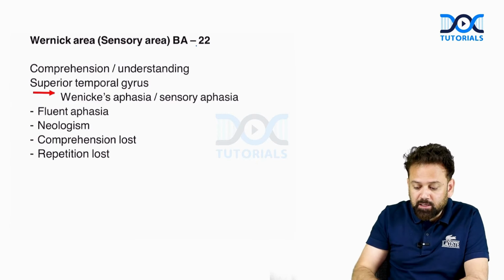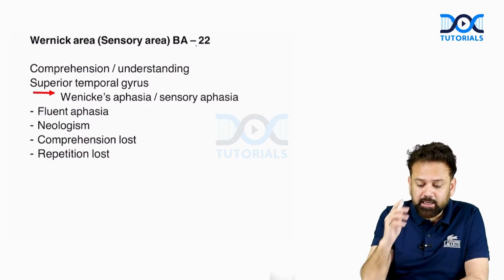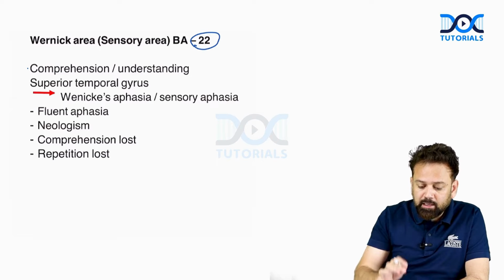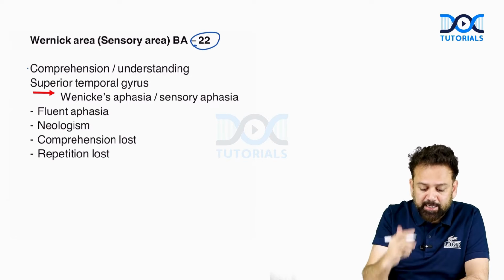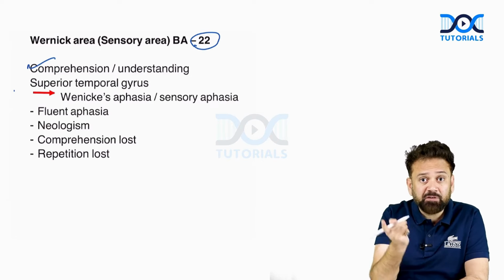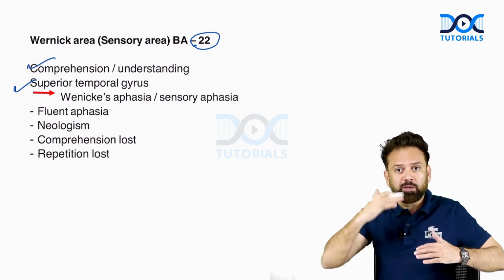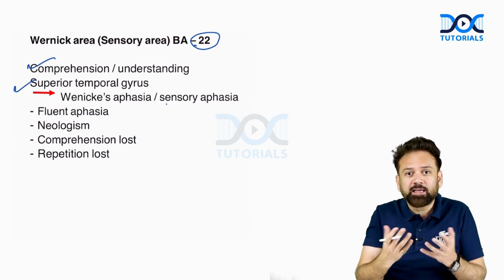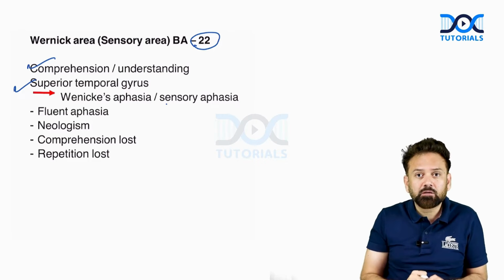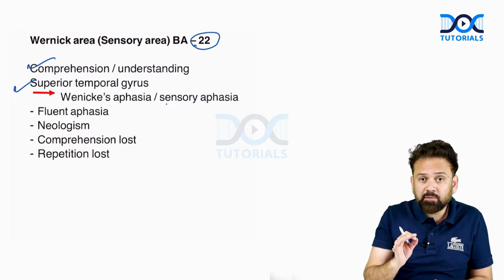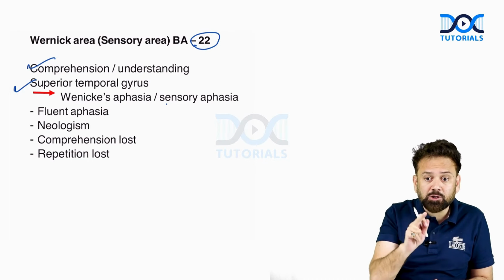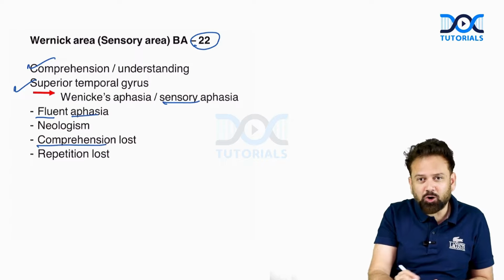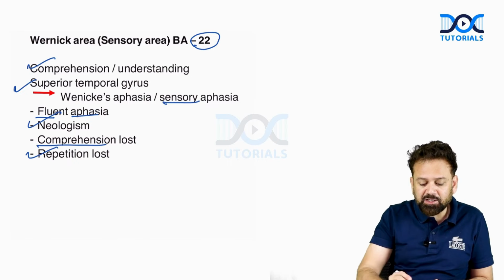Repetition is lost. Wernicke's area is Brodmann area number 22. Broca's was Brodmann area number 44. Wernicke's area is a sensory area for understanding, for comprehension. That was in the inferior frontal. This is in the superior temporal. It is superior to the inferior. See, that was only forming the word. But this is understanding what I am saying. This is for comprehension. So if there is Wernicke's aphasia, fluency is not lost, understanding is lost. So it is called sensory aphasia, fluent aphasia, comprehension lost, neologism will be there, repetition lost.